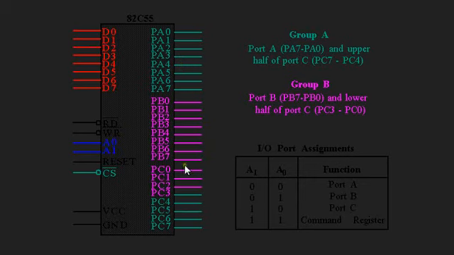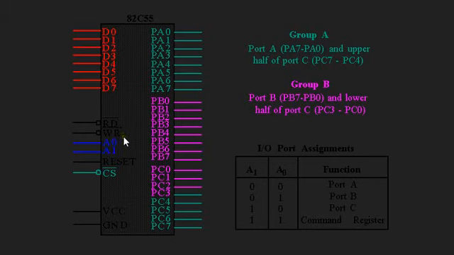We can describe it with the color. The group B is in the purple color and the group A is in the green color. So port A and uppercase of port C are in the group A, and group B consists of port B and the lowercase of port C.